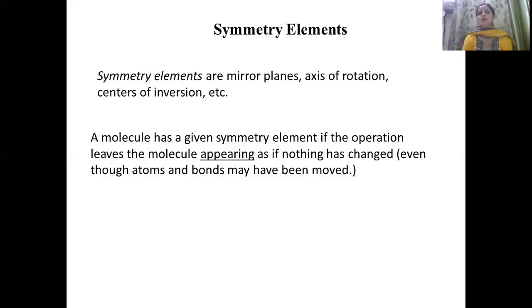A molecule has a given symmetry element if the operation leaves the molecule appearing as if nothing has changed, even though the atoms and bonds have been moved. How can we say this? Let us take an example of a water molecule. Suppose this is the oxygen atom and these two are the hydrogen atoms. Now I am using here the symmetry element, the axis of rotation, which is passing through this line.